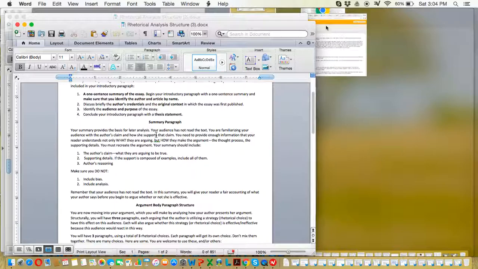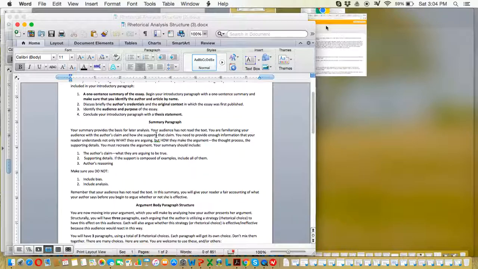So you want to give the author's claim and how they support this claim. So you are not just saying the author is arguing this, because then your reader only knows what the author is arguing. You want to also give the reasoning behind it, the thought process, the examples. They need to have this information so that they will understand your analysis later.